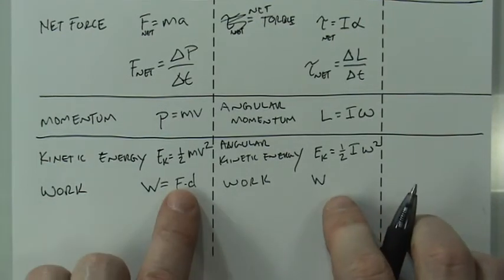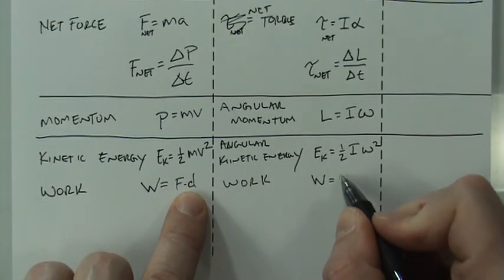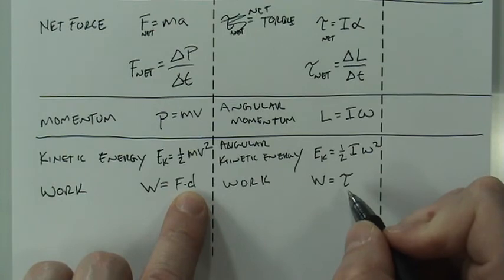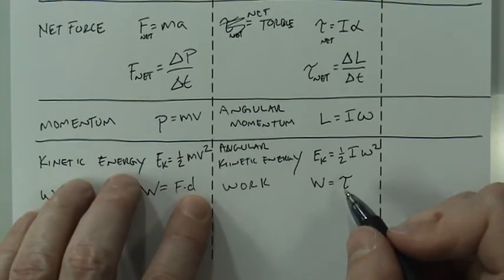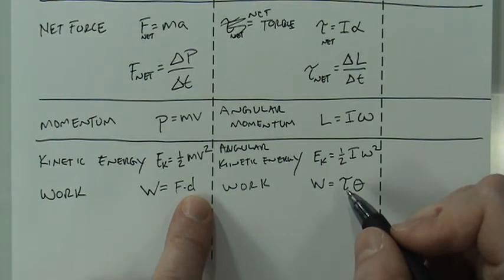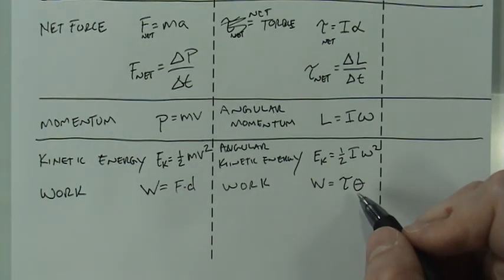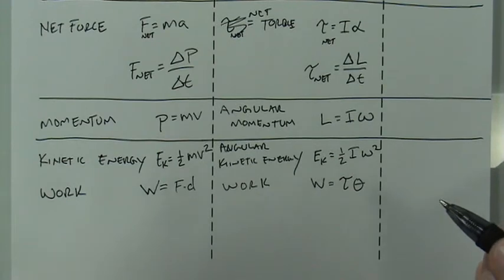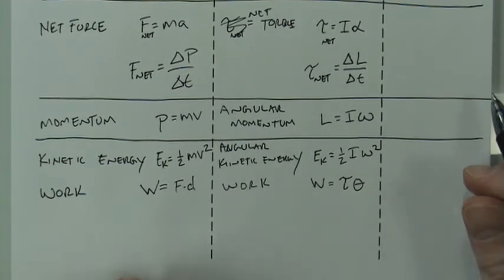So if we look at the two properties, the equivalent property to force, again, is called torque, and the equivalent property to displacement would be the angle. So I would take the torque and multiply it by the angle through which it turned, and I would end up with units of energy. That would be units of joules.